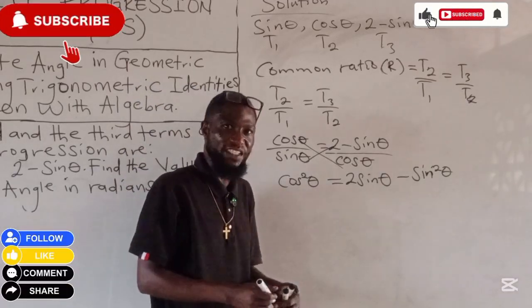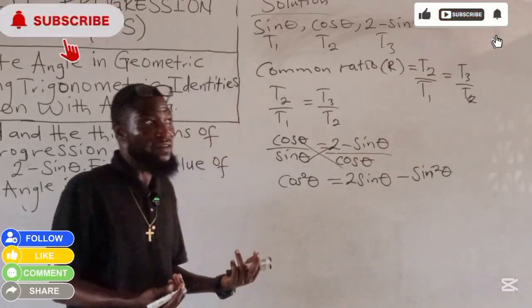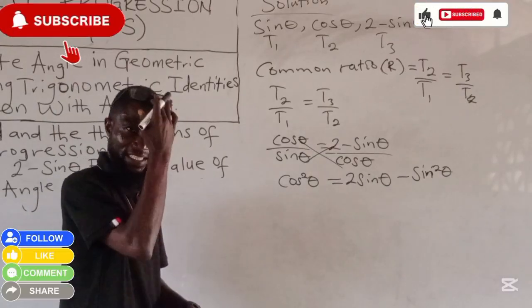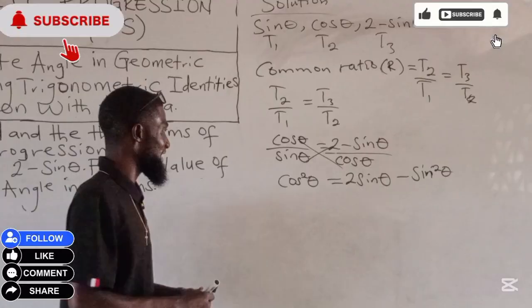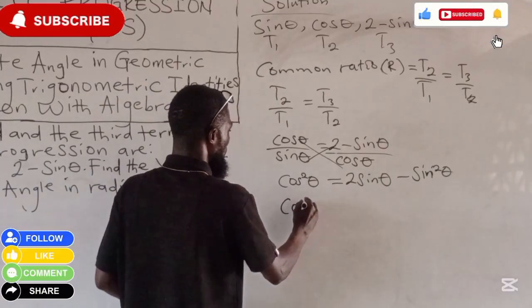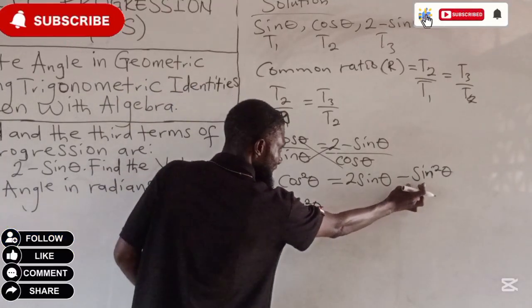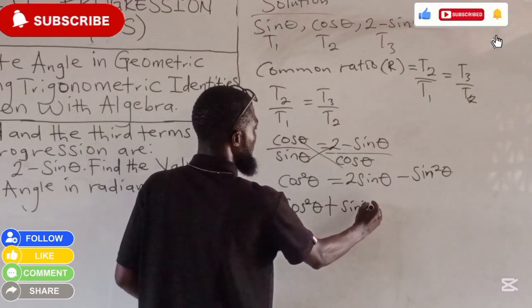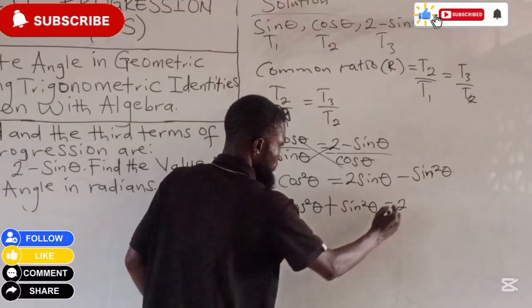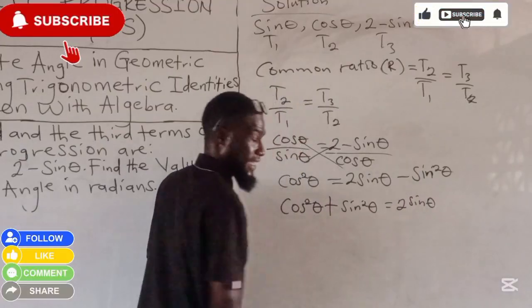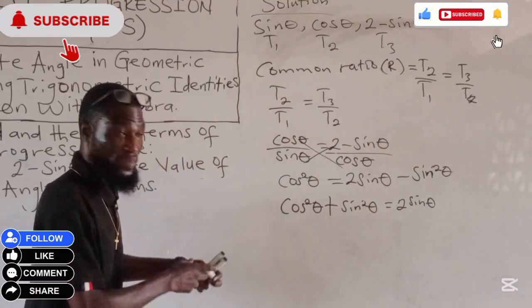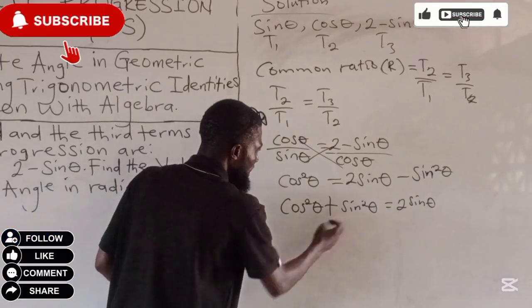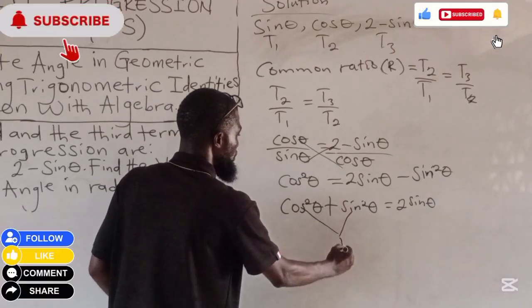Automatically the sign will change to positive, just to solve our problem, in order to get our perfect identity, the Pythagorean identity. So, ladies and gentlemen, we say cos square theta plus sin square theta will just be equal to 2 sin theta. Ladies and gentlemen, we'll be using this to solve our problem. But remember, cos square theta plus sin square theta will just be equal to 1.